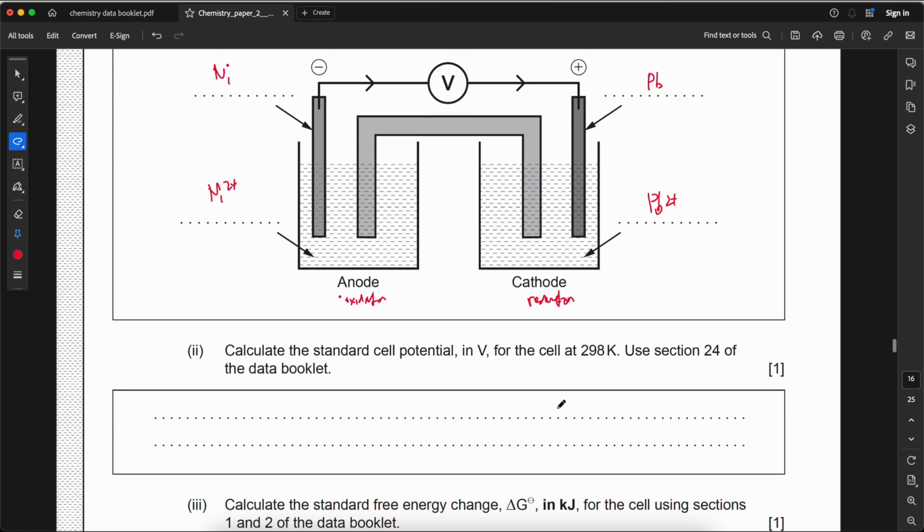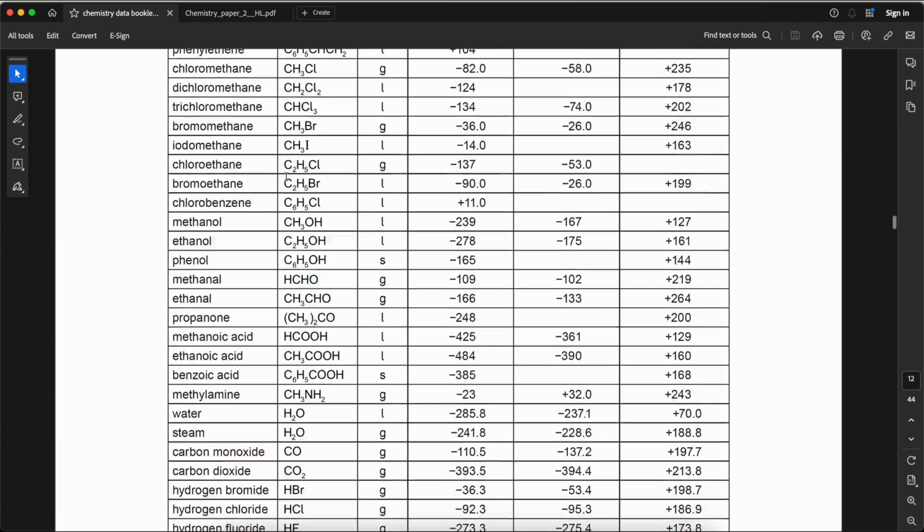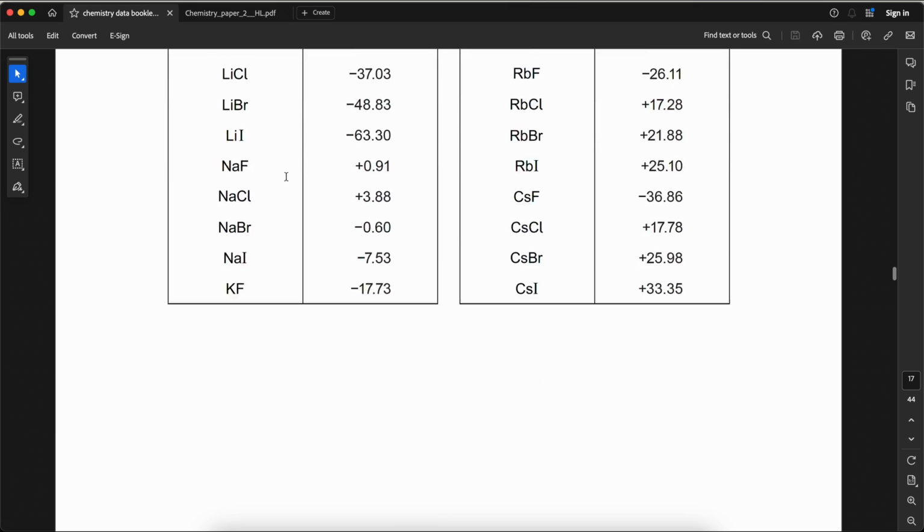Okay, calculate the standard cell potential using section 24. So we've got Ni and Pb.